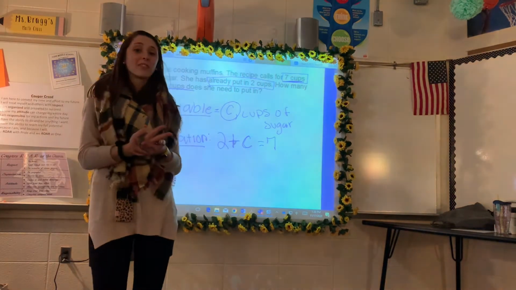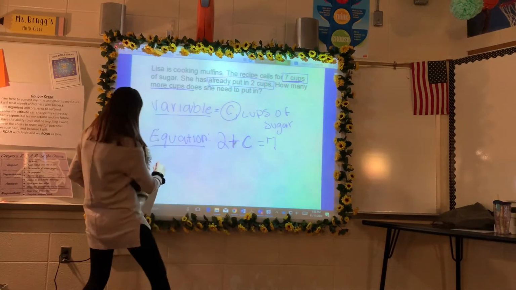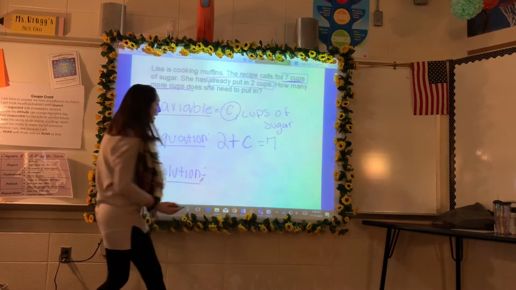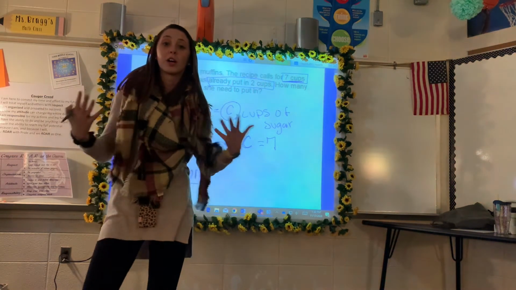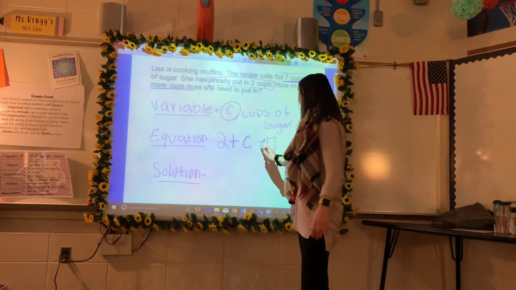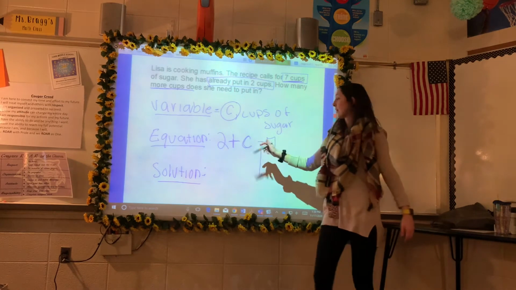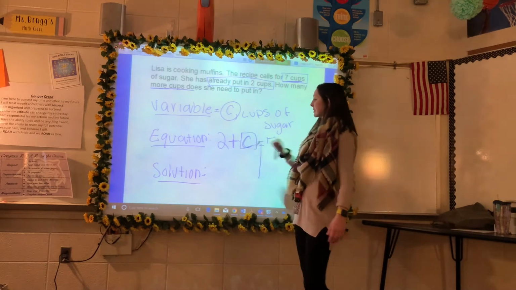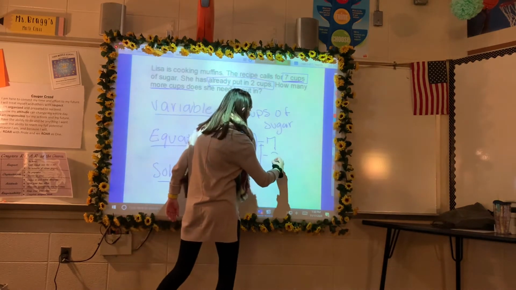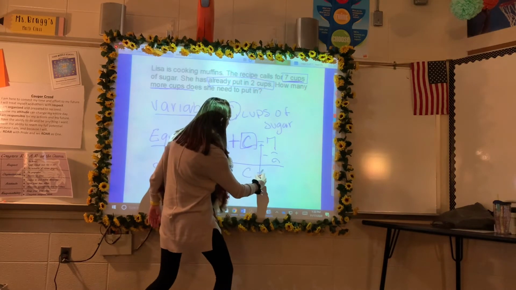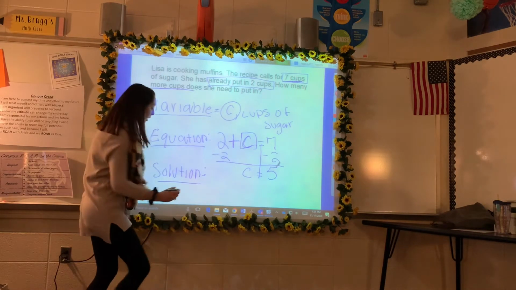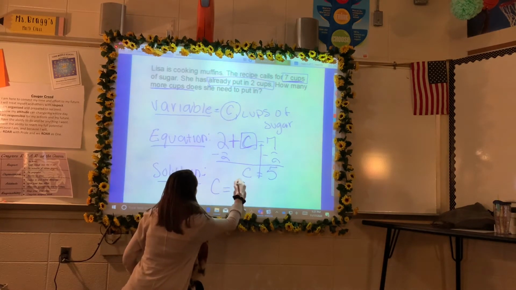Our last thing is, after we have written an equation, we're going to come up with a solution. And just remember, solution is a fancy word for we're going to solve it. So we have this equation, we're going to solve it, so we do our one-step equations. We draw a line. Our ultimate goal is to isolate this variable. So how can we get C by itself? This 2 is attached, so we are going to subtract 2 on both sides. That leaves us with C equals 7 minus 2, which gives us 5. So Lisa needs to put in 5 more cups. So our solution is C equals 5.